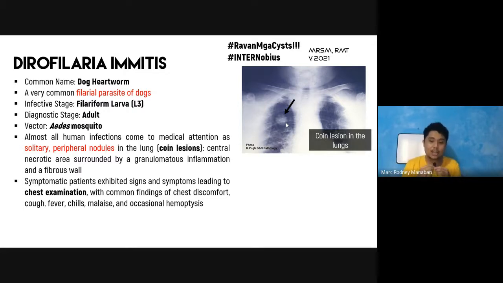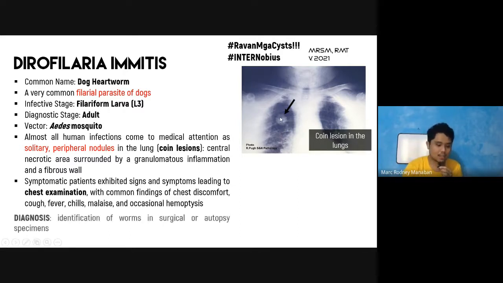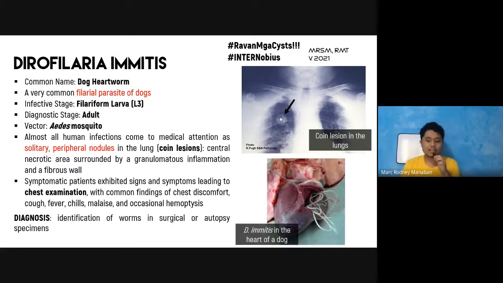And in the chest examination, again, we see coin lesions. Ayan, mura siya coin lesions. Again, mura siya barya, coin lesions in the lungs. All right. The diagnosis, again, is identification of the worms from surgical or autopsy specimens. All right. But in dogs, again, ayan, this is an example.